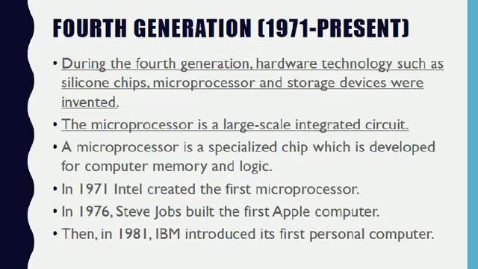What is a microprocessor? It is a large scale integrated circuit, means a combination of many ICs came into the microprocessor. A microprocessor is a type of chip that is used for computer memory and logic, means any logic that is behind any calculation is stored in the microprocessor.